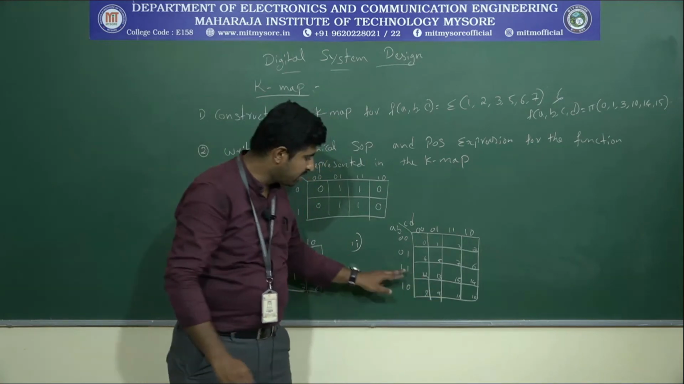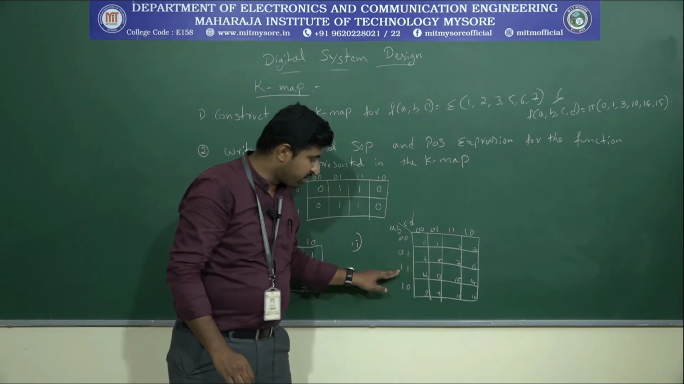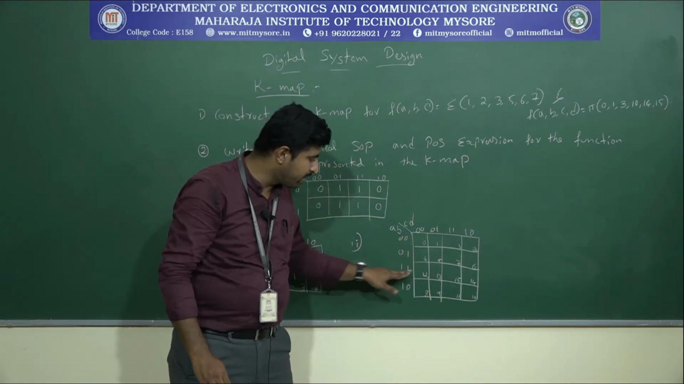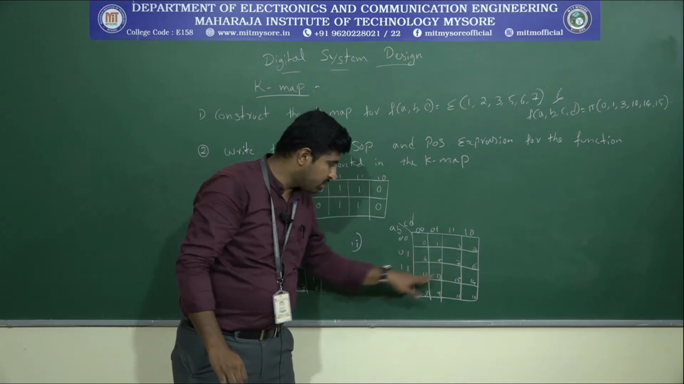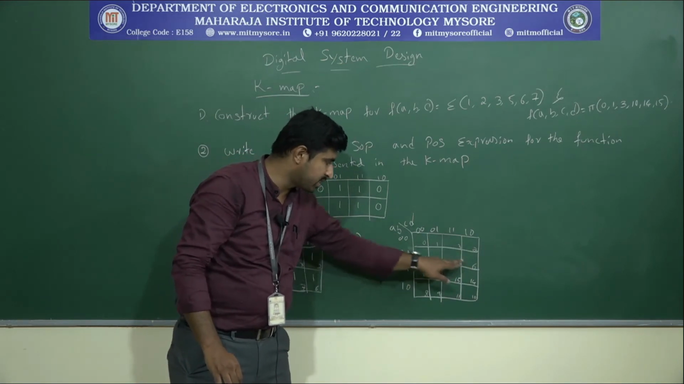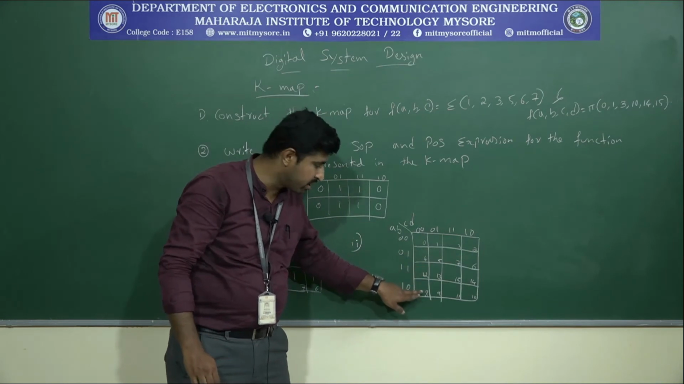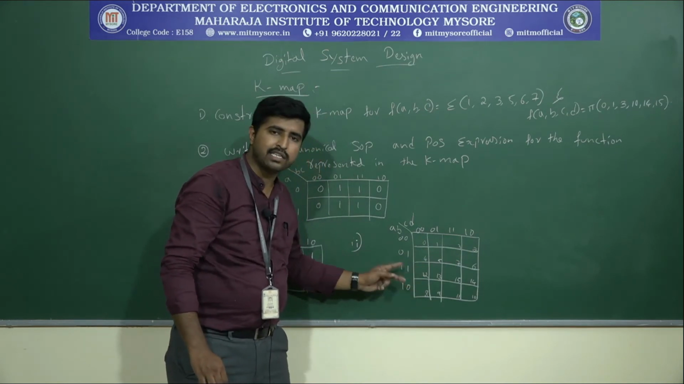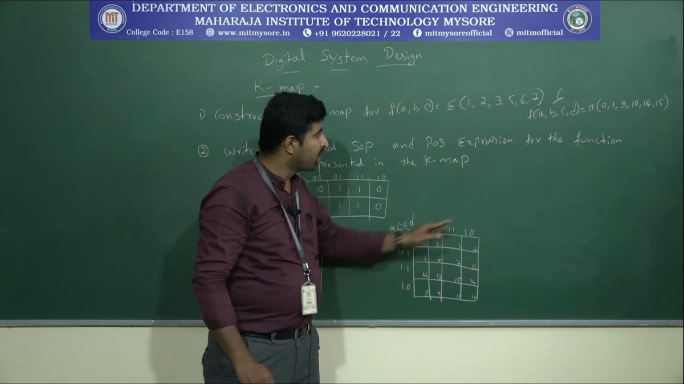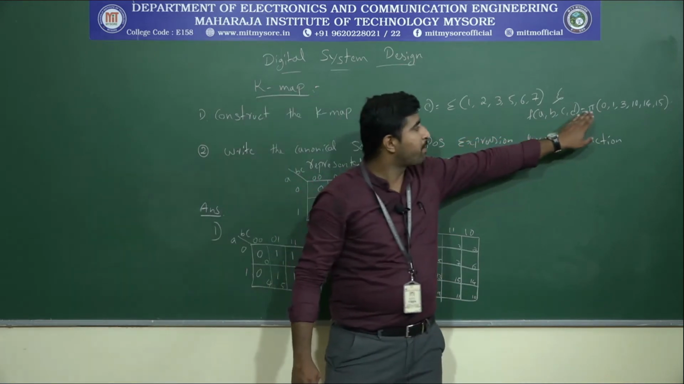That's why the numbering is not sequential here. Because of the 1 1 coming here, the number will be 12 here actually. After 6, 7 it won't be 8; here the 8 will come because of logical adjacency.